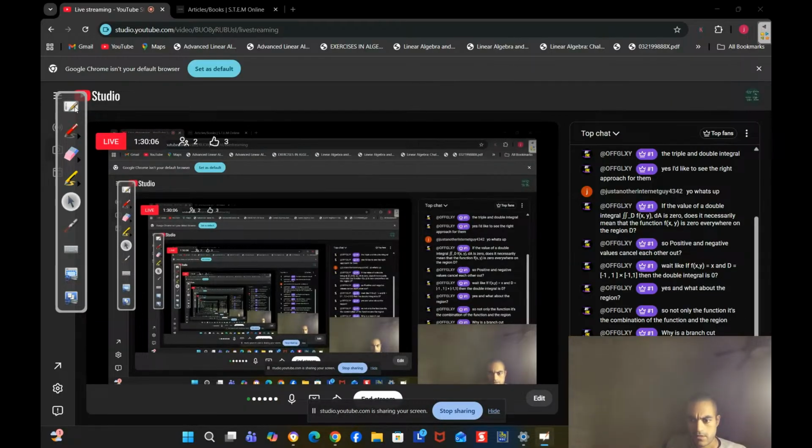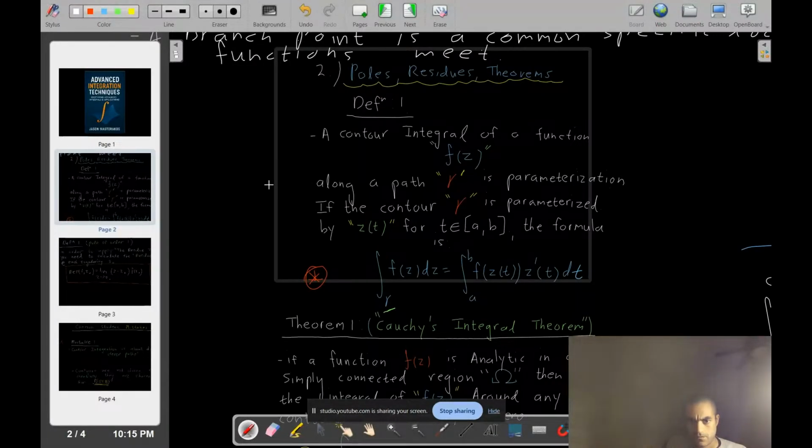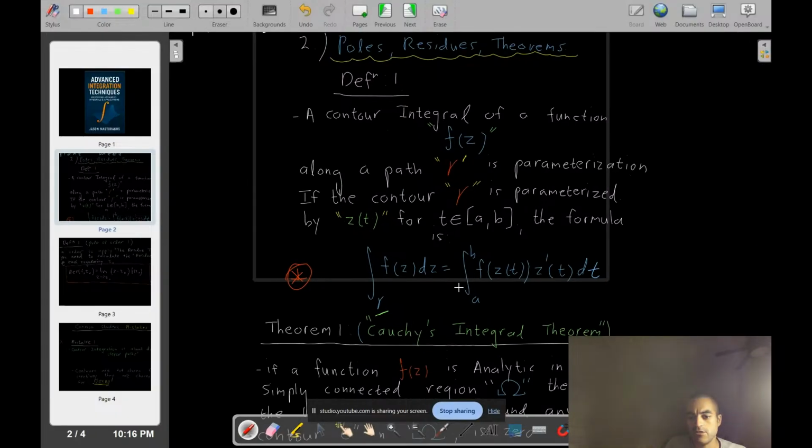All right, so we got that. We're going to look at definition 1 again, just to make sure. I'm trying to go slow, make sure everyone's on the same page. So a contour integral of a function f of z along a path gamma is a parameterization if the contour gamma is parameterized by z of t for t belonging to the closed interval [a, b], and the following formula below has to be used.